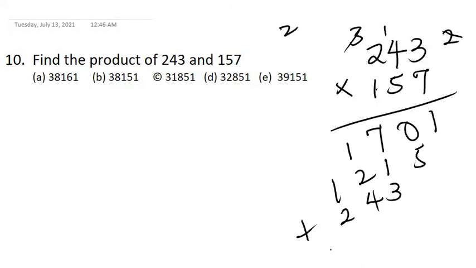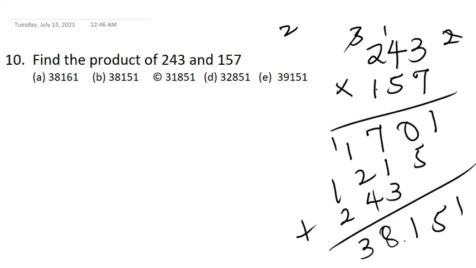Let's sum this up. So we have 1, 5, 7 plus 3, 10 plus 1, 11, 1 carry 1, 4, 5, 6, 7, 8, 8. Then 2 plus 1 is 3. The answer is 38,151. That's B.